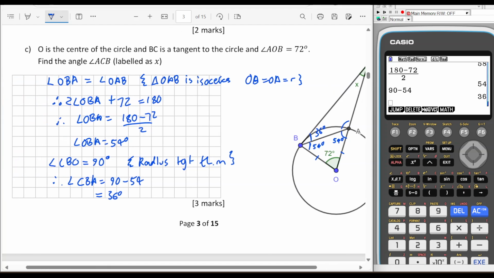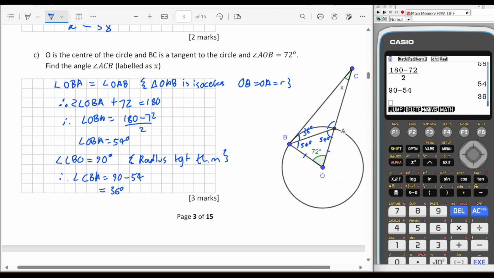So that's going to add up to 180 because it's a straight line. Okay, so 54 plus angle BAC is 180. And this is supplementary angles, so angles on a line. Therefore, angle BAC would equal 180 take 54, 126. So we can plot that in there, 126 degrees.